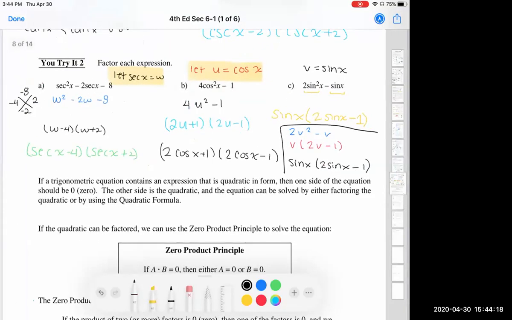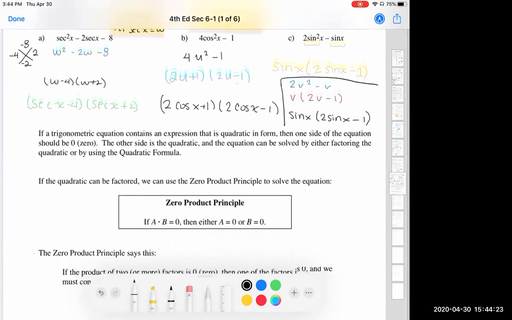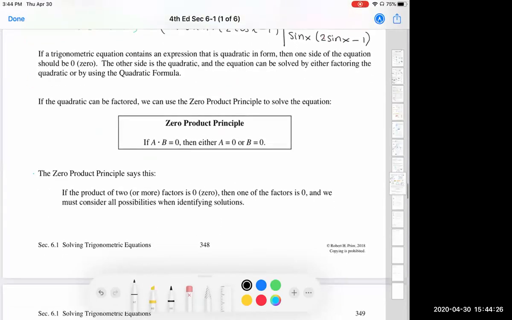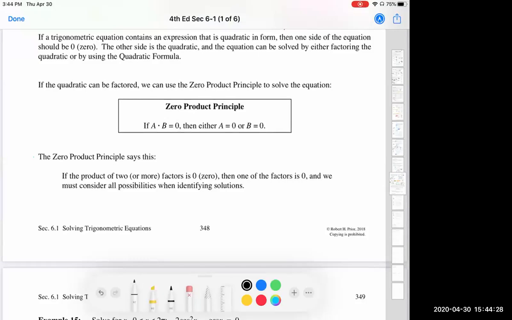All right, why are we spending so much time factoring? Well, the reason for this is because we have the zero product rule, and that makes things much easier for us when it's factorable. If a trig equation contains an expression that is in quadratic form, then one side of the equation should be 0. The other side is the quadratic, and the equation can be solved by either factoring the quadratic or by using the quadratic formula.